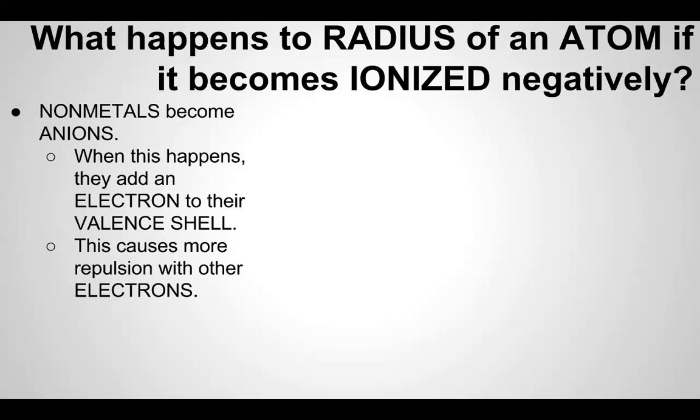Okay, as you add more electrons, you're not adding another shell, you're just adding more electrons on that shell, which causes more repulsion to happen. As more repulsion happens, that means they're spreading out more. If the electrons are spreading out more, that means the atom is getting bigger. Okay, so it's the exact opposite of the positively charged ions.